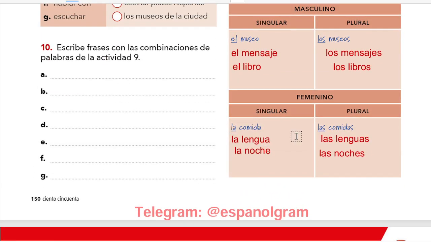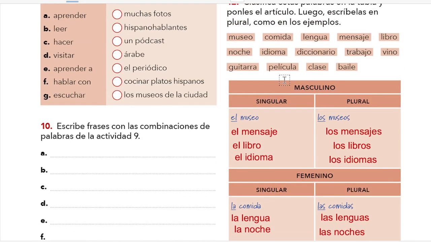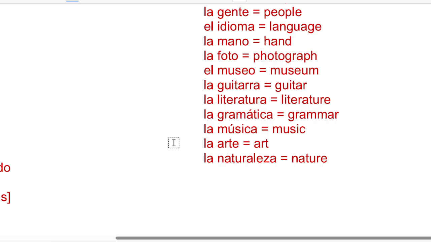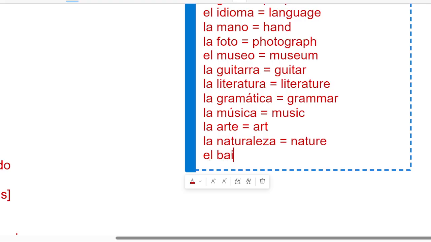El idioma. Los idiomas. Diccionario. Okay. Trabajo. Vinos. Películas. Clases. Okay. This one is, we don't know. Baile. Baile is a dance. El baile. Let us include here. El baile is dance.